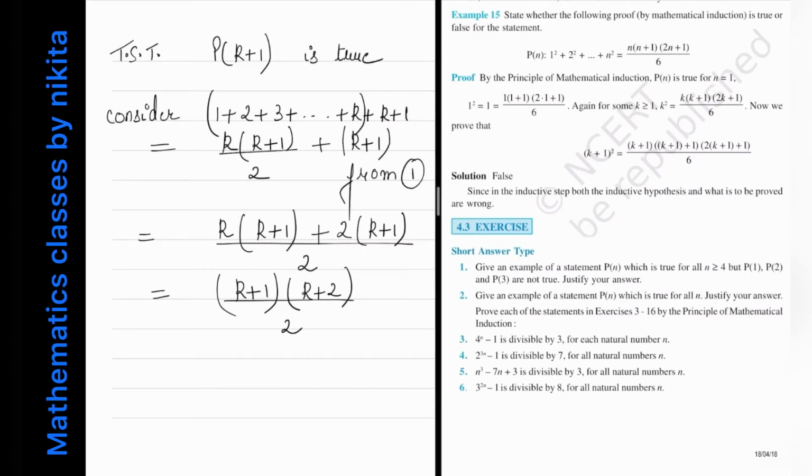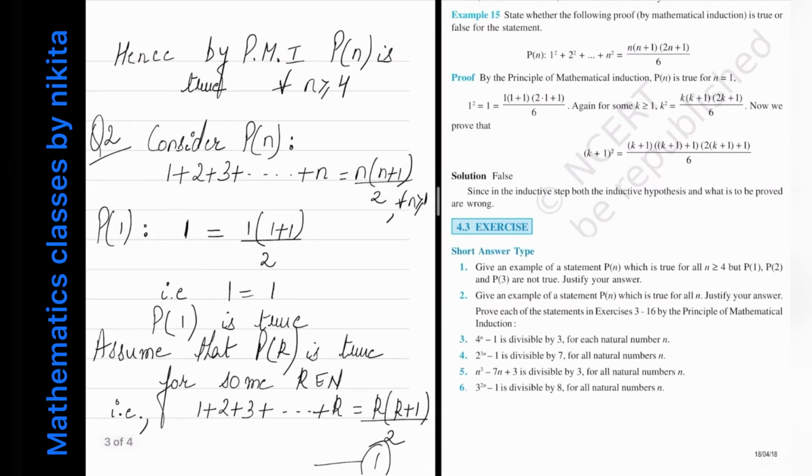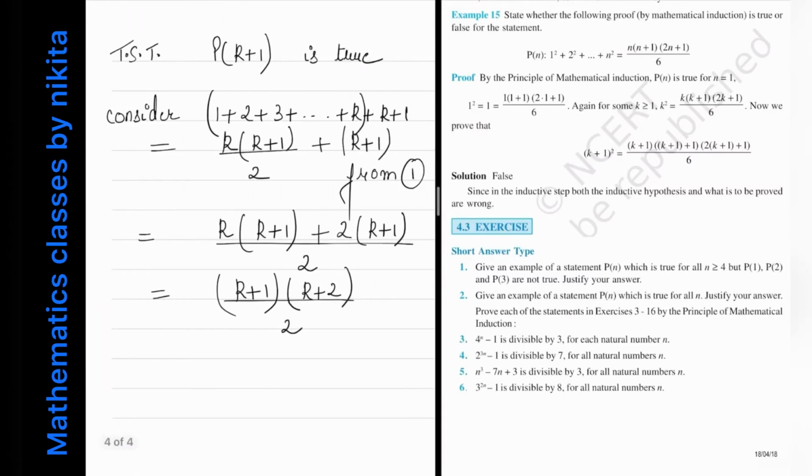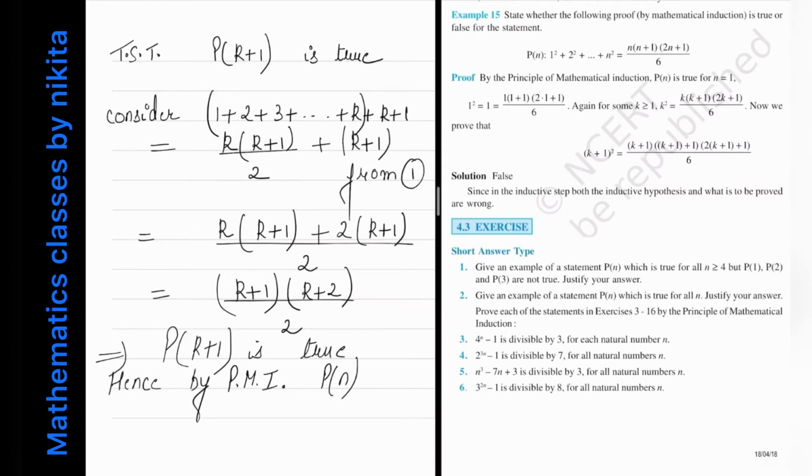Because the statement P(k plus 1) will become what? That 1 plus 2 plus 3 up to k plus 1 is equal to, replacing n with k plus 1, k plus 1 into k plus 2 divided by 2. So this implies that P of k plus 1 is true. Hence, by PMI, that is the principle of mathematical induction, P of n is true for all n greater than or equal to 1.